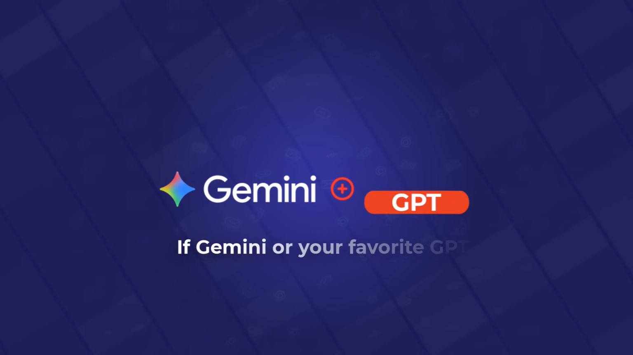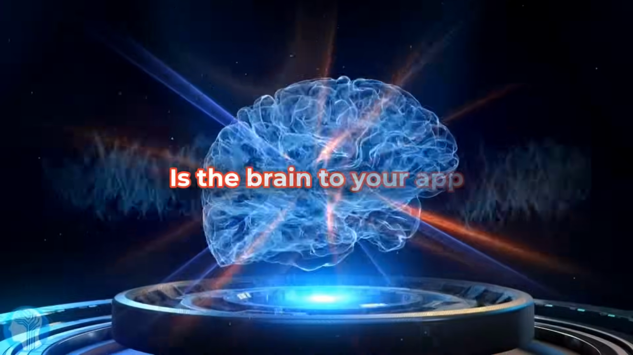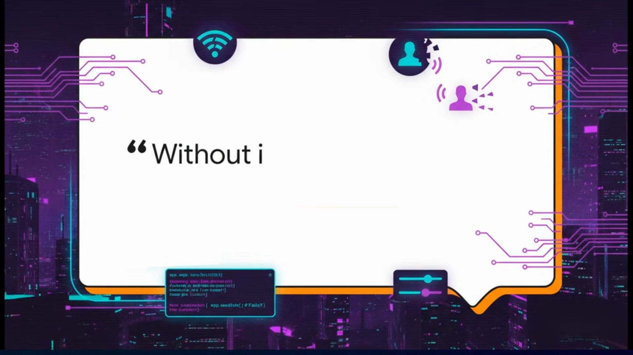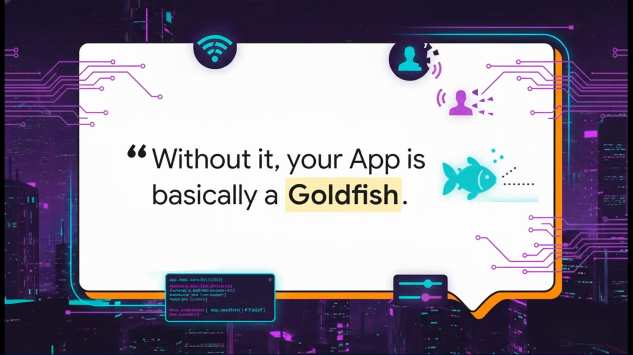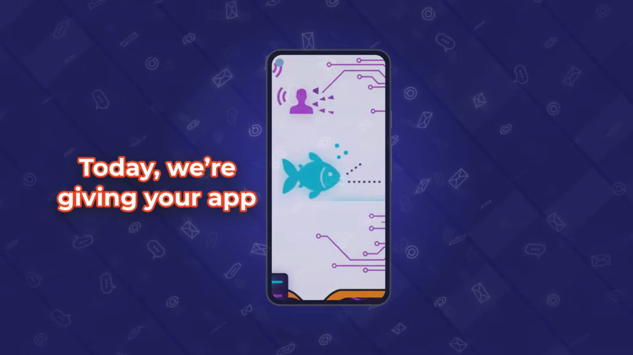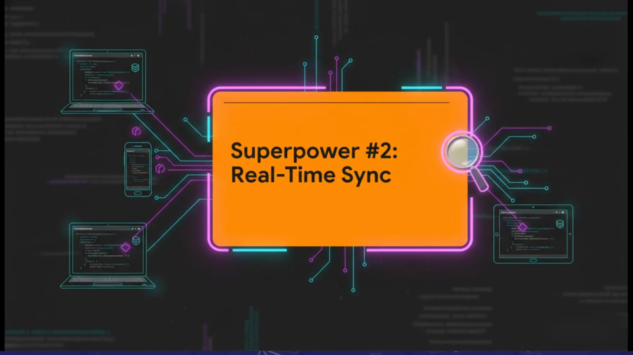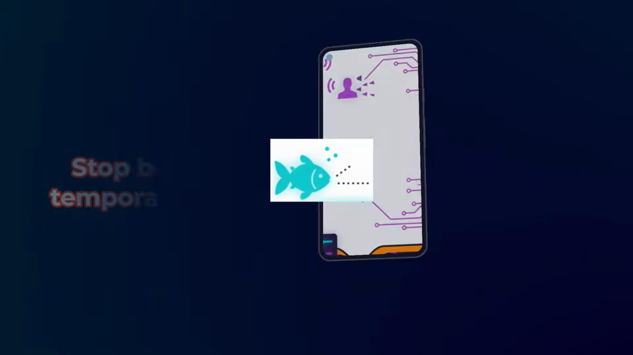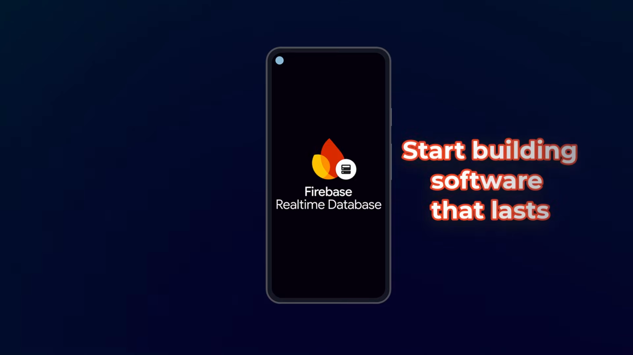If Gemini or your favorite GPT is the brain to your app, then Firestore is the backbone and its long-term memory. Without it, your app is basically a goldfish. Today, we are giving your app the power to remember everything, synchronize in real time, and work even when you are offline. Amazing, right? Stop building temporal vibes and start building software that lasts.